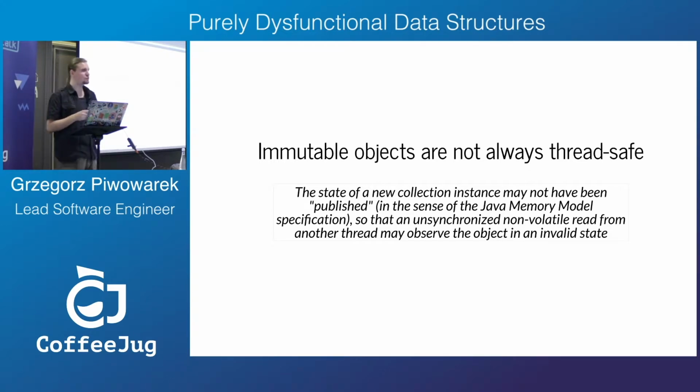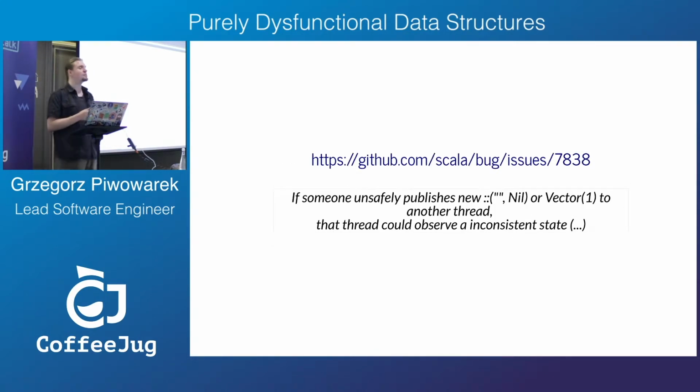Because if you play around with internals, there is some way, for example, that not all of the internals will be published to other threads in the sense of the Java memory model. And this was one of the cases with Scala for a very long time. There was a bug in Scala where, let's say, the empty list or a one element vector was actually not thread safe. It was immutable, but not thread safe because other threads could observe it in an inconsistent state, because those internal mutable fields were not volatile. So stuff like this happens.